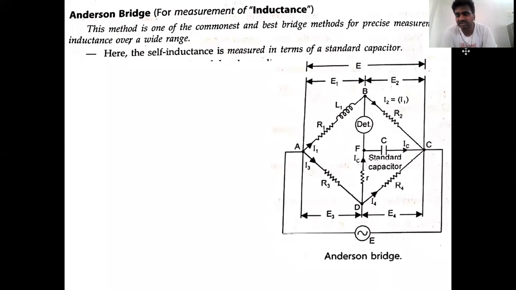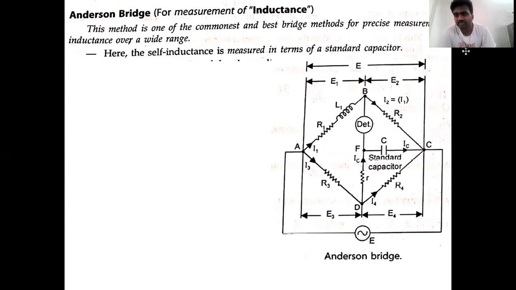How can we achieve a wide range of inductance measurement with Anderson's bridge? With the help of a standard capacitor. We have to note a point: the main objective of Anderson's bridge is to measure self inductance, and it does so with the help of a standard capacitor. That means each bridge has its own objective.